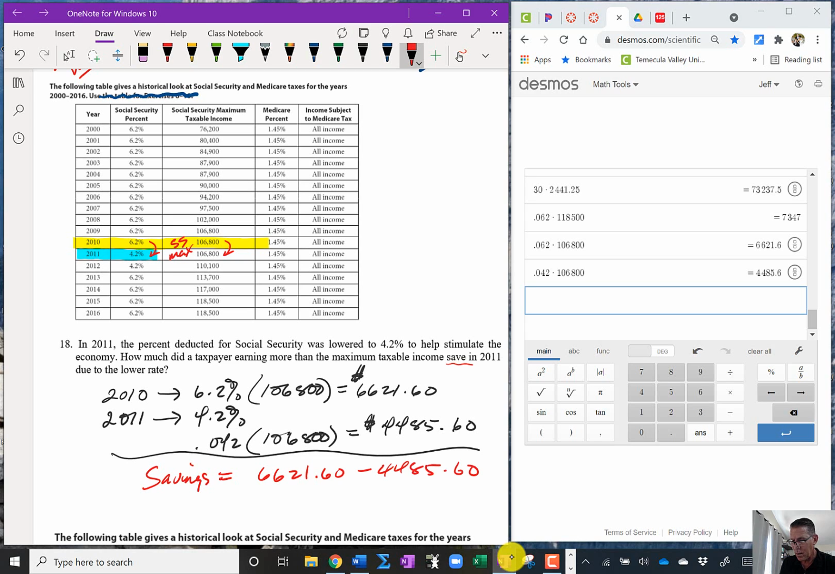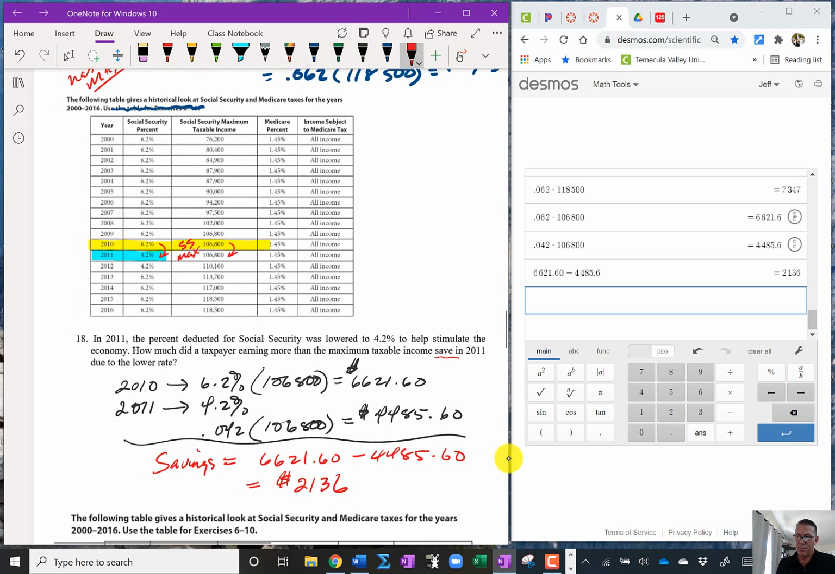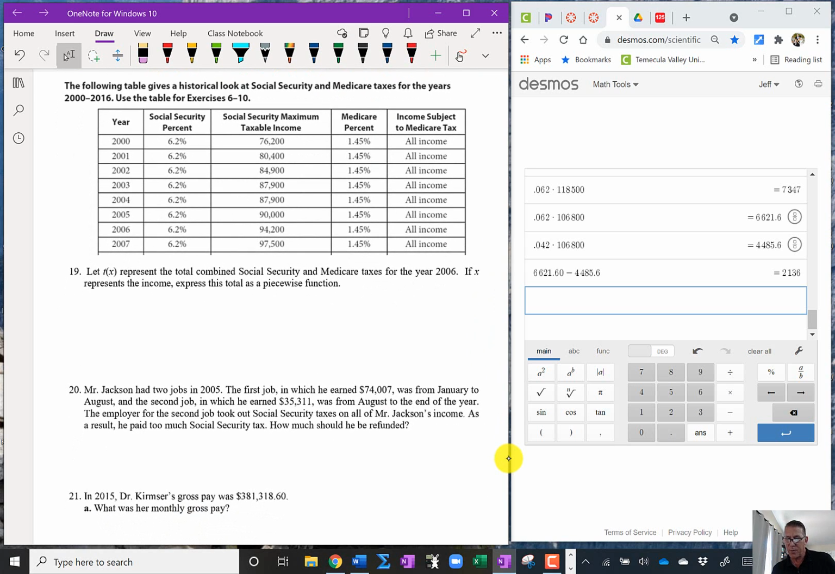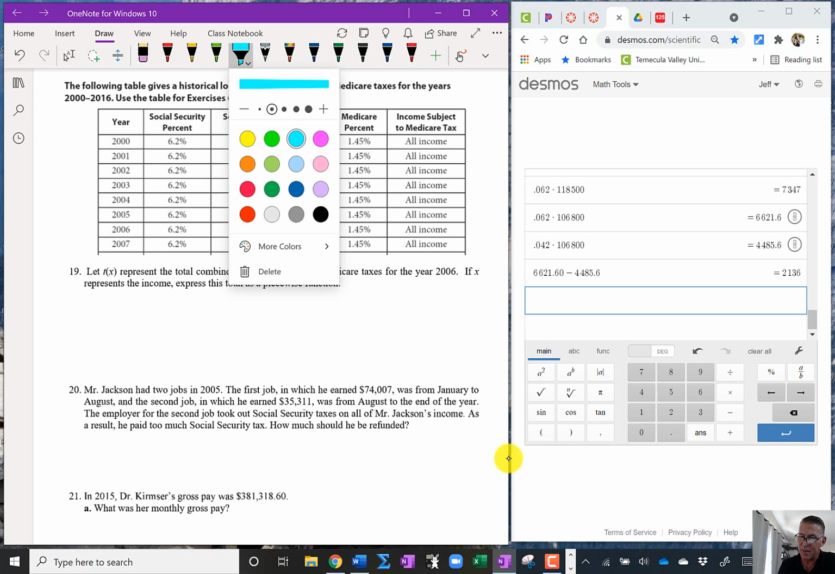Okay, moving on. Using the same table here, number 19. Let T of X represent the total combined Social Security and Medicare taxes in 2006. So let's focus in on 2006. Let's highlight that. Okay, so we're talking about the year 2006, combined Social Security and Medicare taxes for this year, and we want to express the total, which we're going to call T of X here, as a piecewise function. Okay, so here we go.